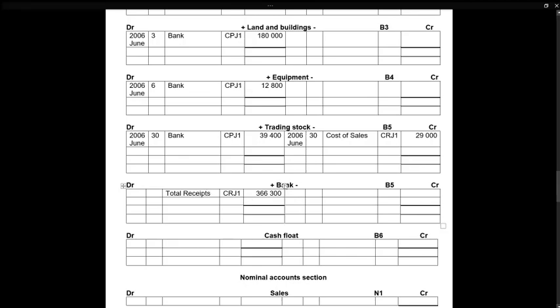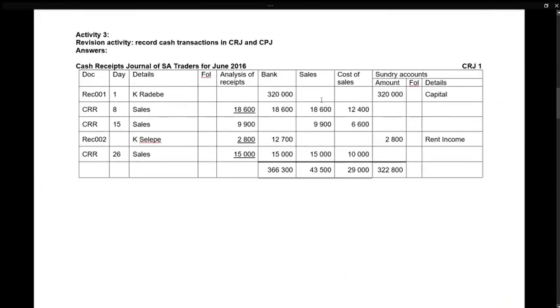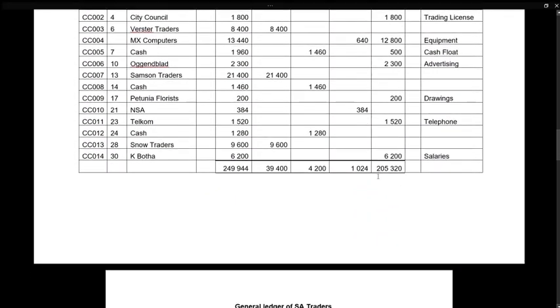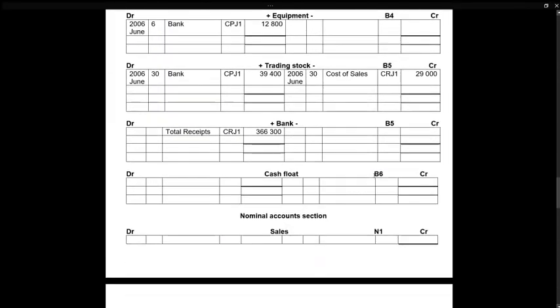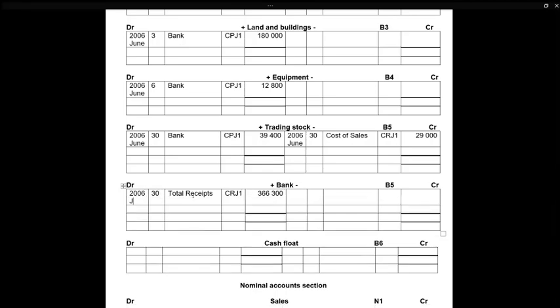Okay, so the reason for this is I received 366,300 Rand. The reason for which I received all of this money is for sales, for capital, and for rent income. To make it as simple as possible, I don't have enough space to put all of those accounts in here. Therefore, I just say total receipts. Okay, total of a column took place on the 30th, 2006, June.